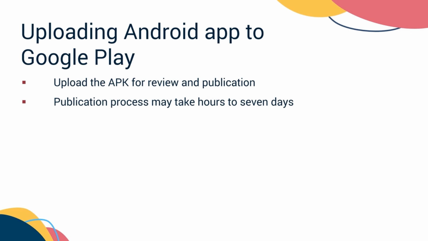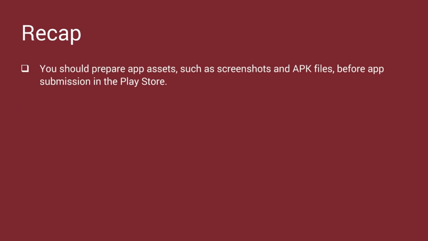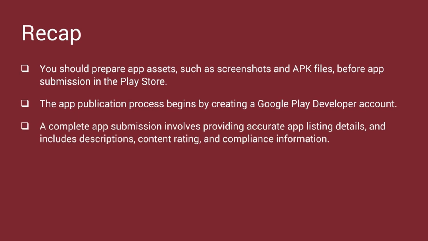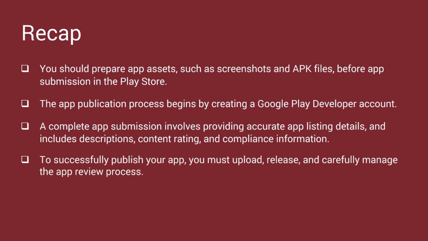It's great if your app is successfully published, but you must also be prepared for revisions. In this video, you learned that it is essential to prepare app assets such as screenshots and APK files before app submission in the Play Store. The app publication process begins by creating a Google Play developer account. A complete app submission involves providing accurate app listing details, including descriptions, content rating, and compliance information. To successfully publish your app, you must upload, release, and carefully manage the app review process.